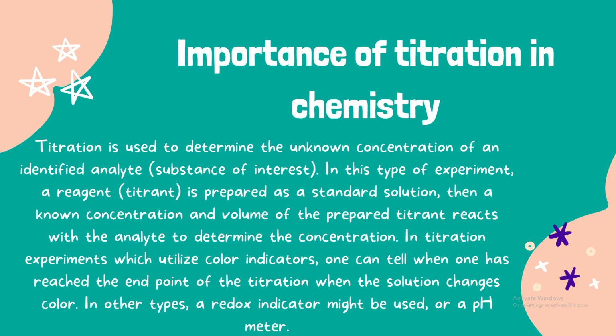So, importance of titration in chemistry. Titration is used to determine the unknown concentration of the identified analyte. In this type of experiment, a reagent or titrant is prepared as a standard solution. Then a known concentration and volume of the prepared titrant reacts with the analyte to determine the concentration. In titration experiments which utilize color indicators, one can tell when one has reached the endpoint of the titration when the solution changes color. In other types, a redox indicator might be used, or a pH meter.